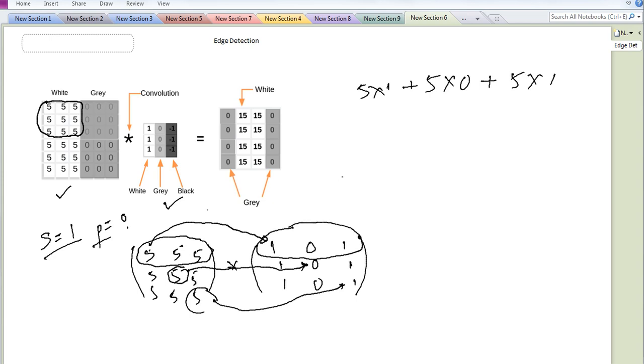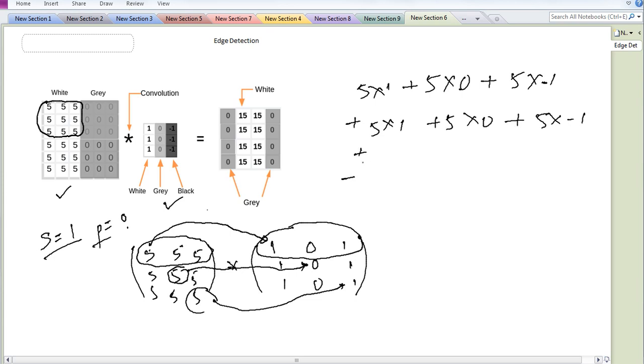Then you add again, plus 5 into 1 plus 5 into 0 plus 5 into 1. Sorry, this is minus 1 here. So 5 into minus 1, and then again 5 into 1 plus 5 into 0 plus 5 into minus 1. This gives a net value of 0. This is the value you get here, and this is the output value.